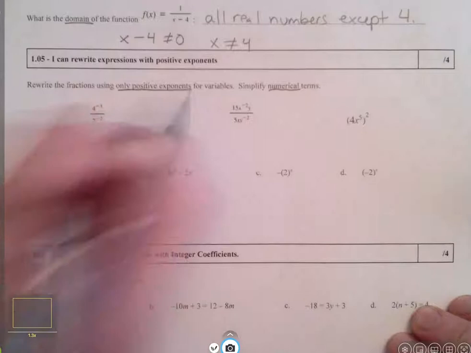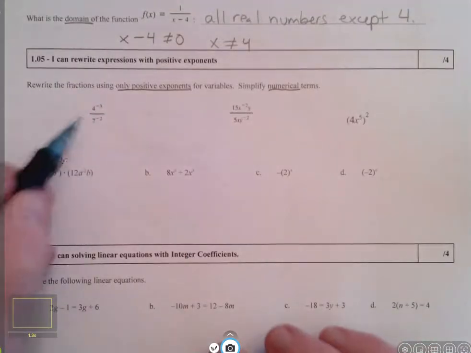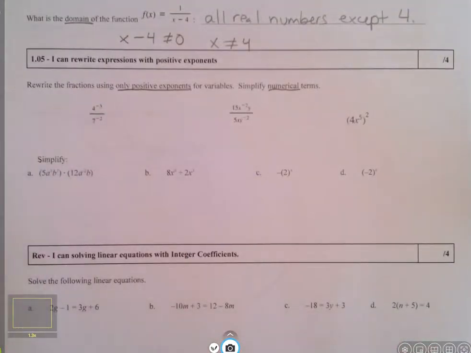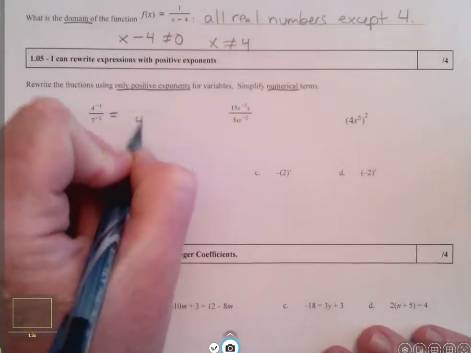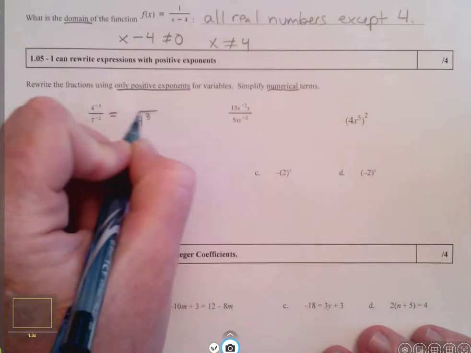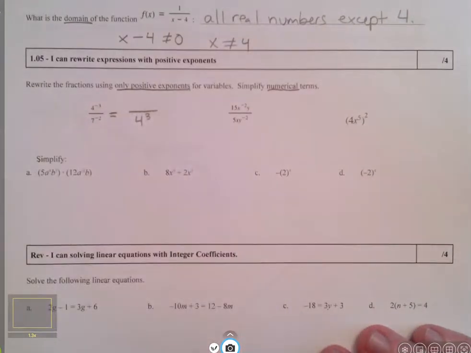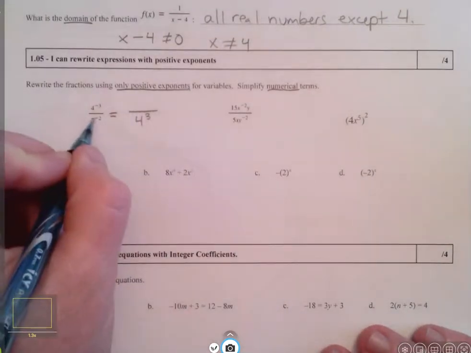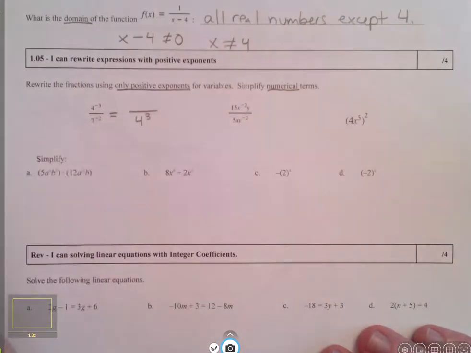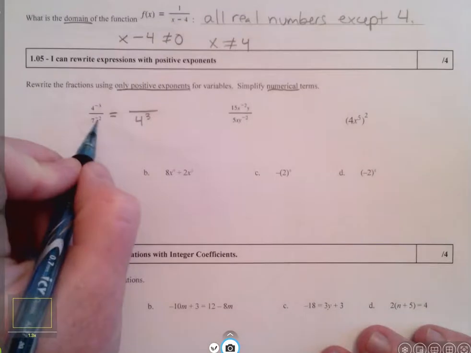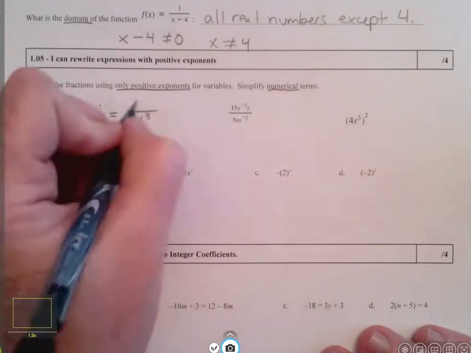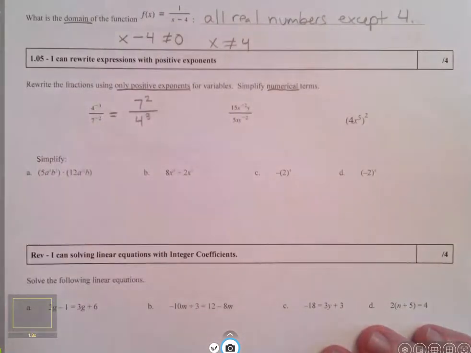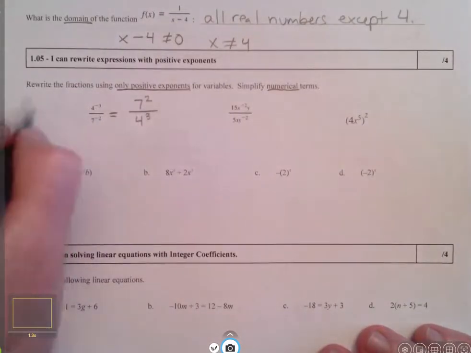Only positive exponents. All right, so let's take a look at this one. We have 4 to the negative third. That's the same as 1 over 4 to the positive third. And now here we have 7 to the negative second power on the bottom of a fraction. I can turn that into a positive exponent by bringing it up to the top of the fraction. It becomes 7 squared.